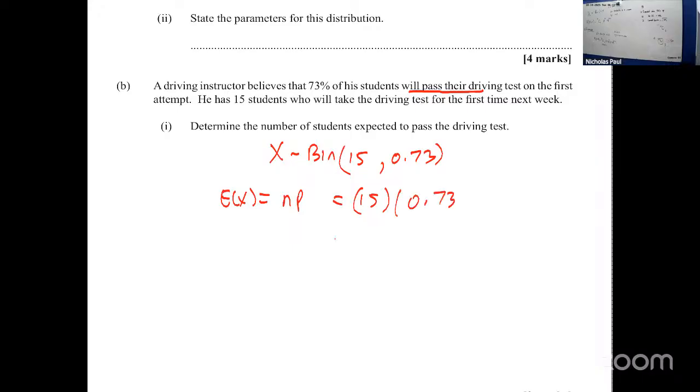How much is that? Give me the exact value first. 10.95, so that's 11 people, 11 students expected to pass. Again, when you read it, pay attention to the words. They can always put it up and say expected to fail or something like that.